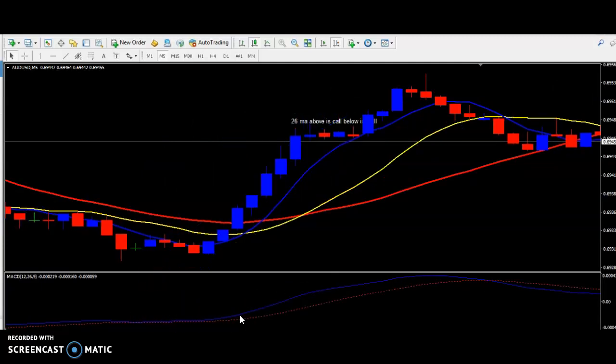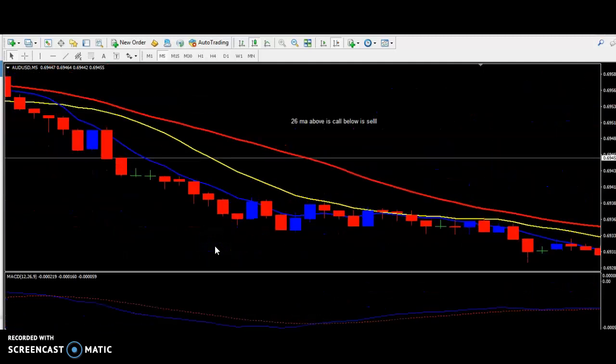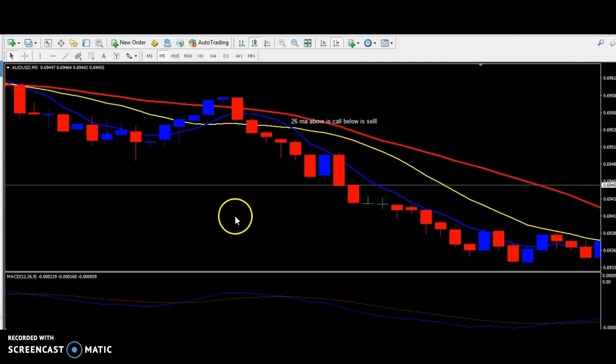The MACD line's above. It's coming from below. It's crossed. The red's above. We get in for a trade here or here. Could have been any one of these ones, and we have a win. It doesn't win every single time.